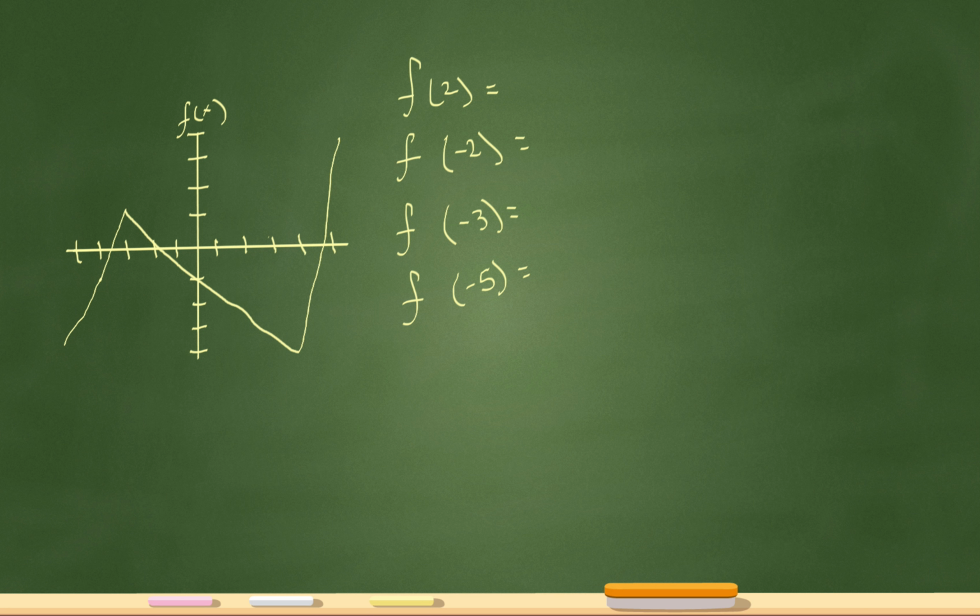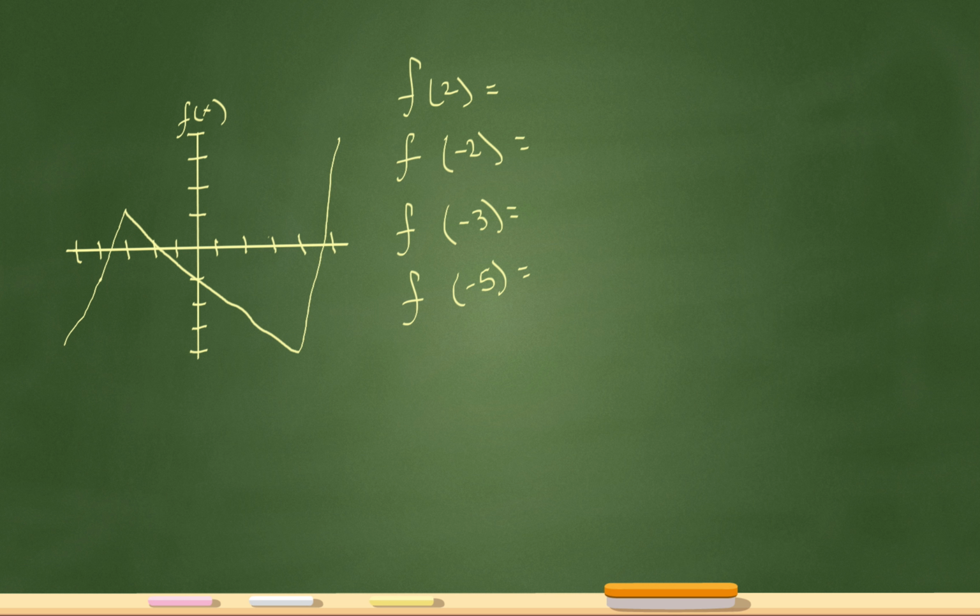To solve this problem, this example that I'm about to do, you need to be comfortable with it. Because if you're not comfortable, this problem will be tough. So let's start. Based off of this graph, I want to calculate what f of 2 will be. I want to figure out what f of negative 2 will be, f of negative 3, and f of negative 5. So let's start with f of 2.